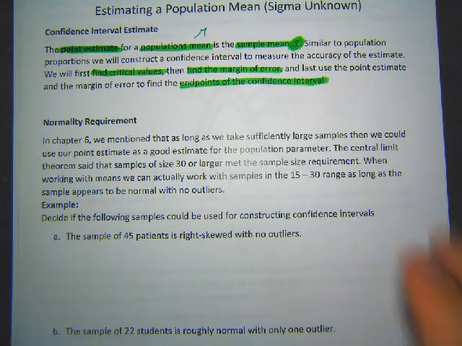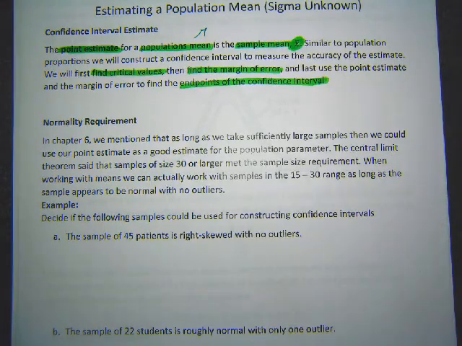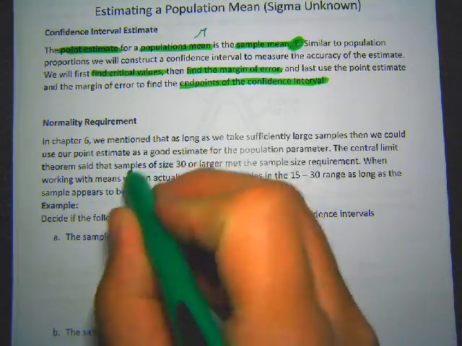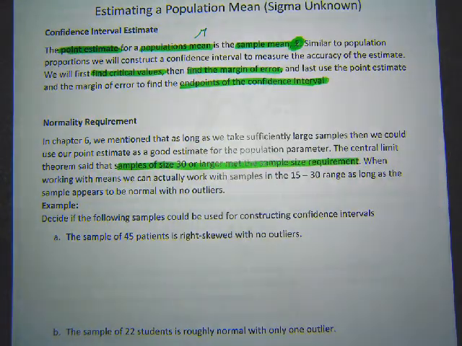We said, based on the central limit theorem we learned about in Chapter 6, that anything of size 30 or larger meets our sample requirement and is going to work. It doesn't matter how normal the set of data is, because if your sample is big enough, bigger than 30 or larger, then you're going to be good to go.